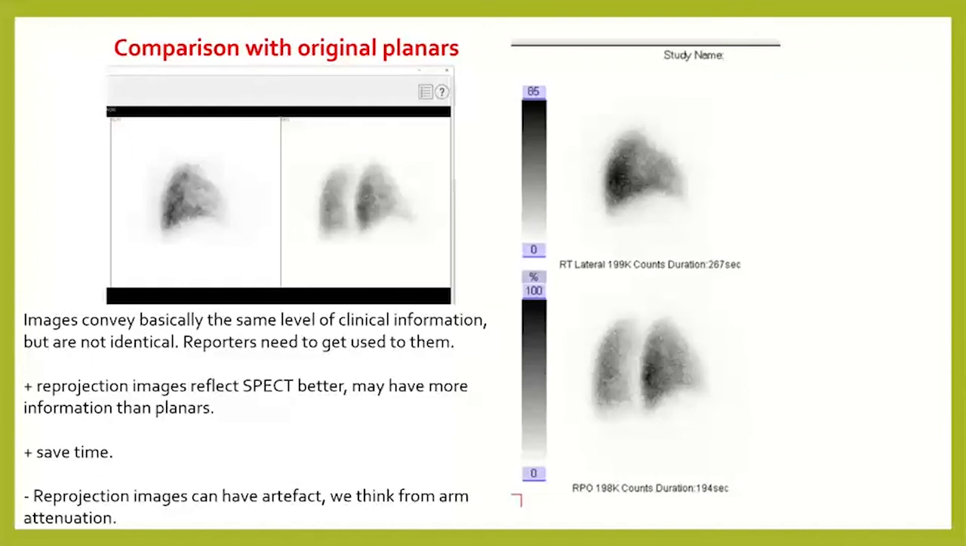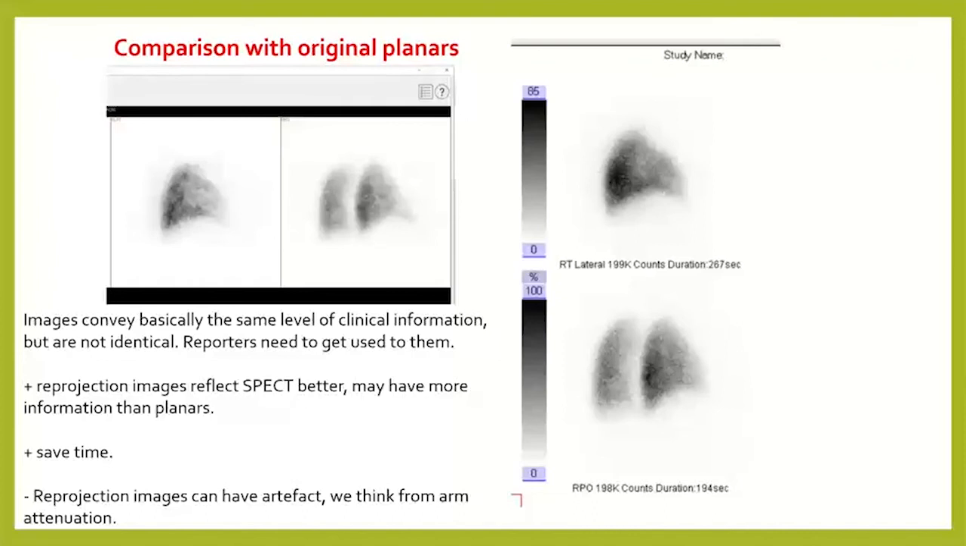So on the positive side, the reprojection images actually seem to reflect SPECT better from some images we were looking at yesterday, and may actually have some more information than the planars. Because obviously the reprojection images are based on an 8-minute scan, whereas the planars are based on a 2 or 3 minute scan. Obviously, it'll save a lot of time.